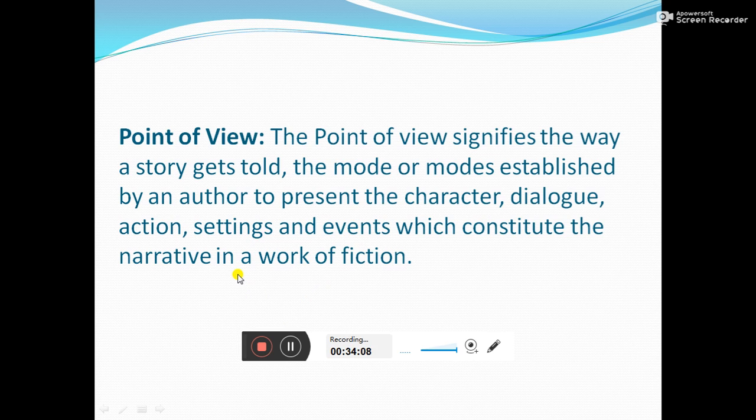Let's discuss this concept. Point of view. The point of view signifies the way a story gets told. We have seen that the novel is a narrative in prose fiction. So a novel is basically a narrative. It means someone narrates the story. Someone tells what is happening. That someone who tells the story, who narrates the events, actions, is called a narrator. And the way the narrator tells the story, narrates the story, is called the point of view.